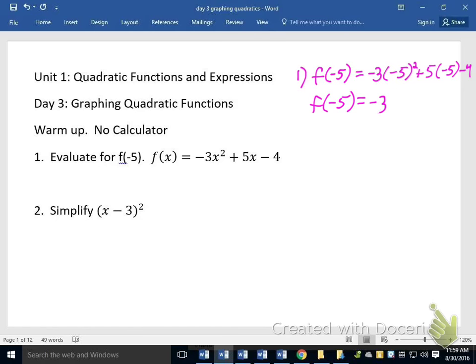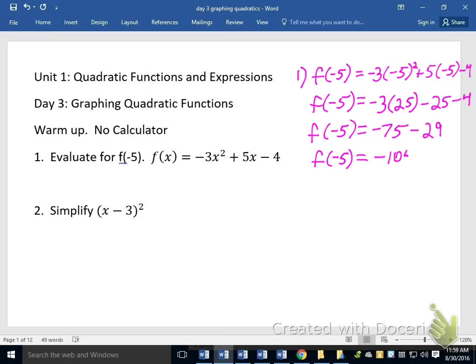This comes out to -3 times +25 plus 5 times -5 is -25. I can go ahead and multiply. So that's going to be -75 minus 29, so -104 is what your answer should be for number one.